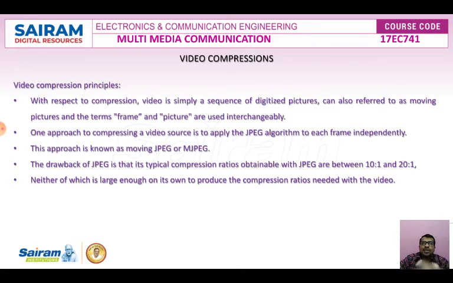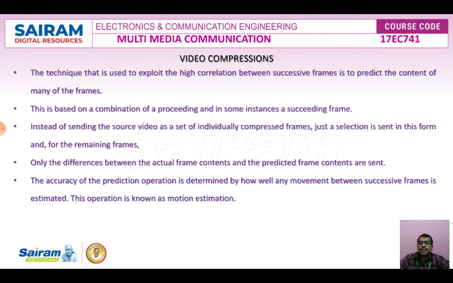The accuracy of the prediction operation is determined by how well any movement between successive frames is estimated, which is known as motion estimation. As the estimation process is not exact, additional information must also be sent to indicate any small difference between the predicted and actual position of the moving segments involved. This is known as compensation. So motion estimation and compensation are the two techniques used here.